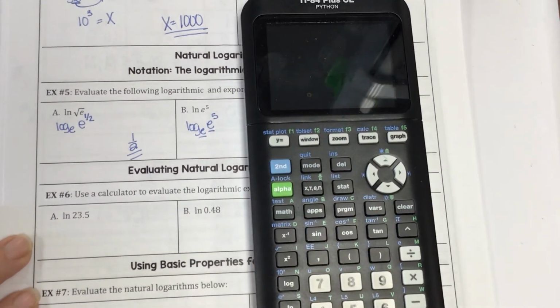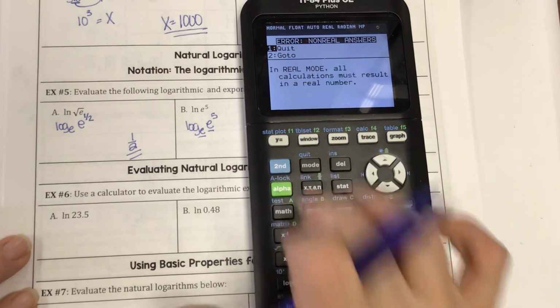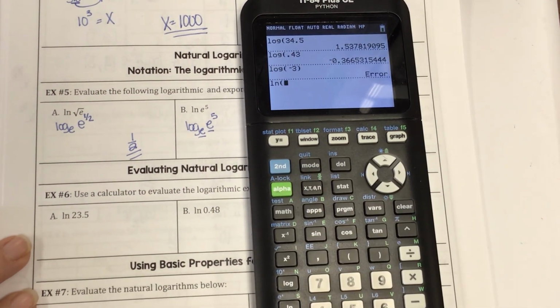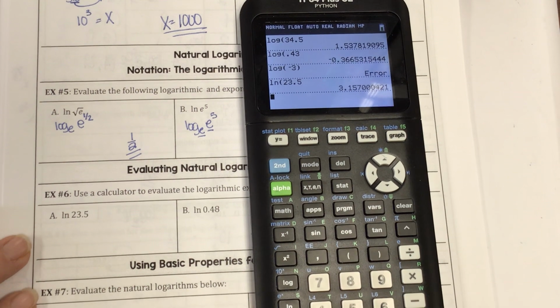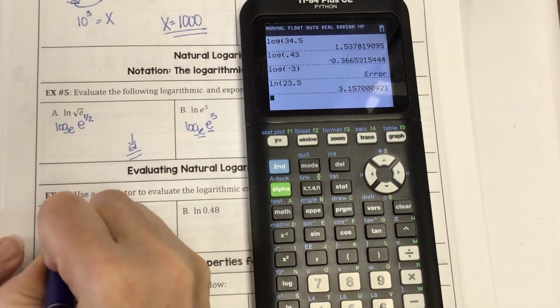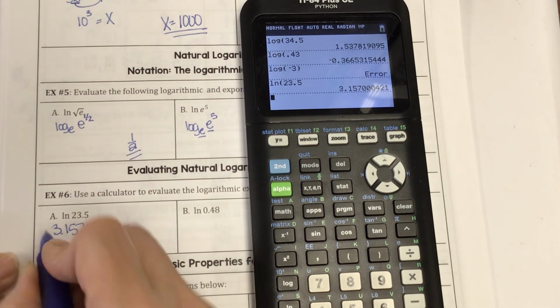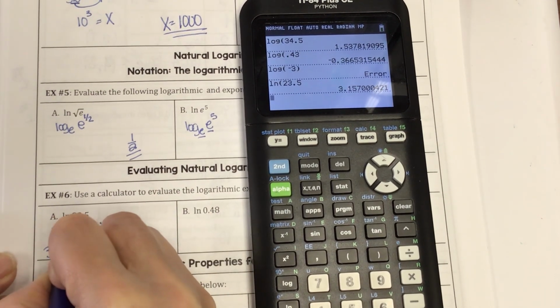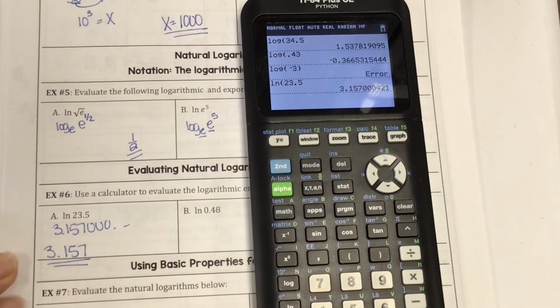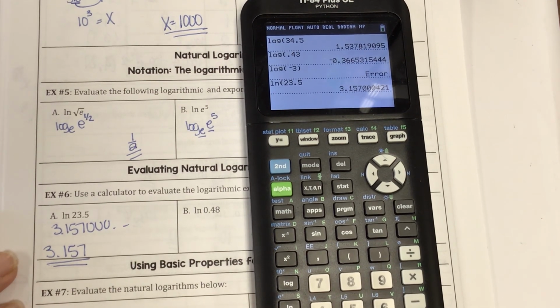For this, it's the same thing. You're just using ln instead of log. So right below it is your ln. This gives us 3.157000, and it just kept going. So 3.157 would be the only accurate answer there, yes?